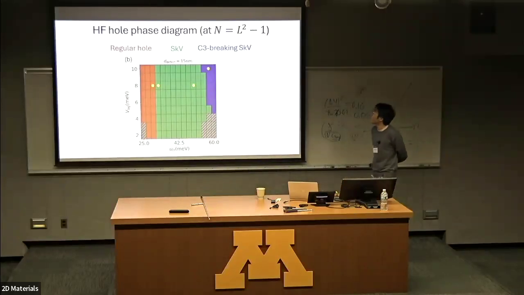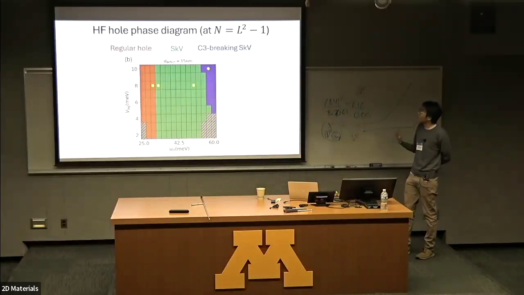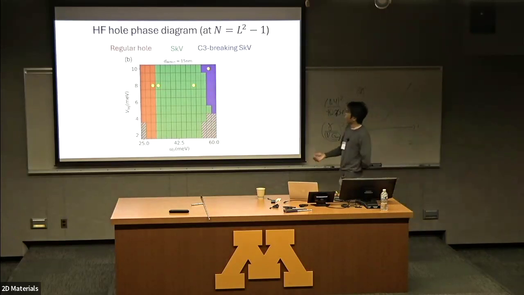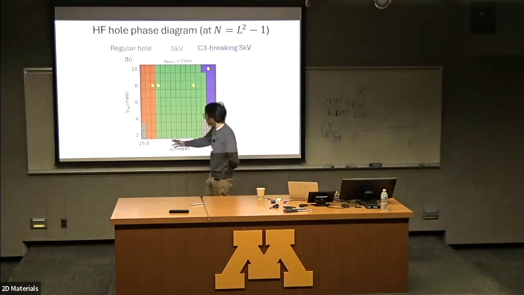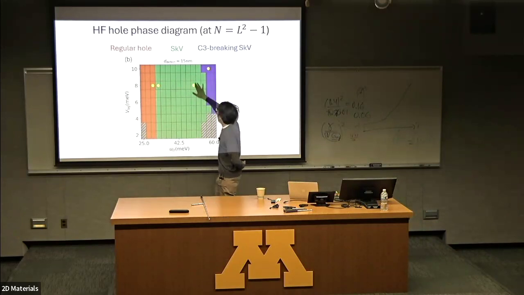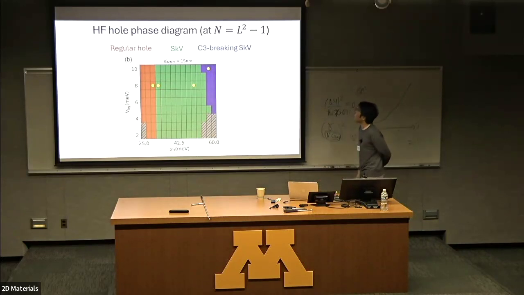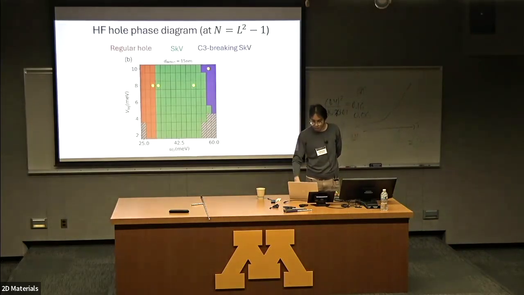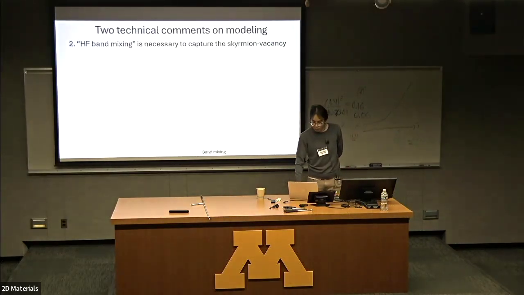We can look at a phase diagram of this hole. You can see that for very small displacement, so this here is the strength of this background potential, for very small UD, you can have regular hole excitations as well. But in a lot of the region, you actually have the Skyrmion vacancy as the lowest energy hole excitation, and at large UD, we get some weird symmetry breaking Skyrmion vacancy. I can talk more about that if anyone's interested.